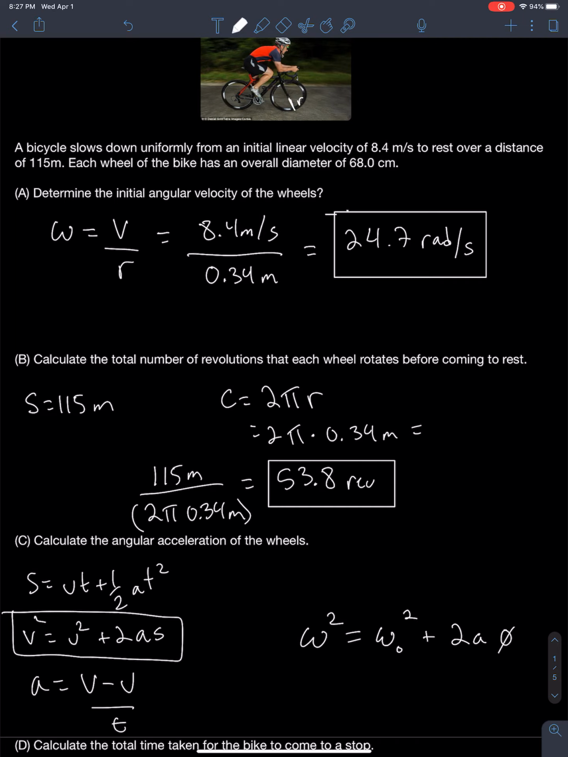Okay, that's the angular equivalent of that formula. So if I wanted to solve for the acceleration, this would be my final angular velocity minus my initial angular velocity squared, divided by 2 times theta, which is going to be equal to my acceleration. So how do I find out theta? Well, I can use this that I have up here.